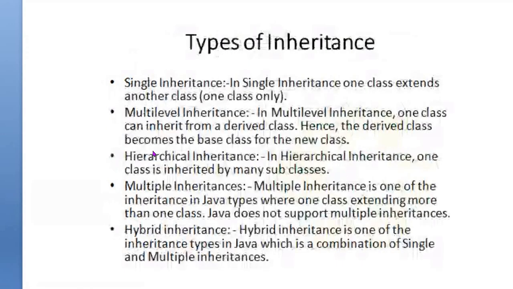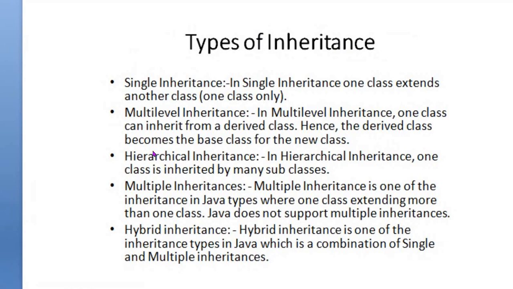What is inheritance? Inheritance means acquiring the property from parent to the child. There are five types of inheritance: single, multi-level, hierarchical, multiple and hybrid inheritance. Single inheritance: one class extends another class. There will be two classes, one parent class and one child class. Acquiring the property of the parent by the child is called single inheritance.